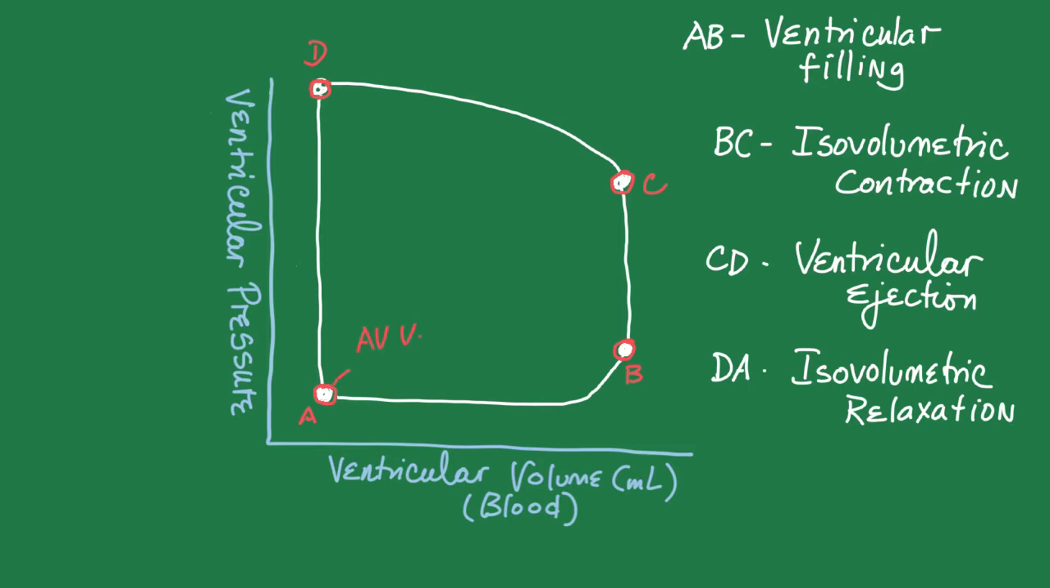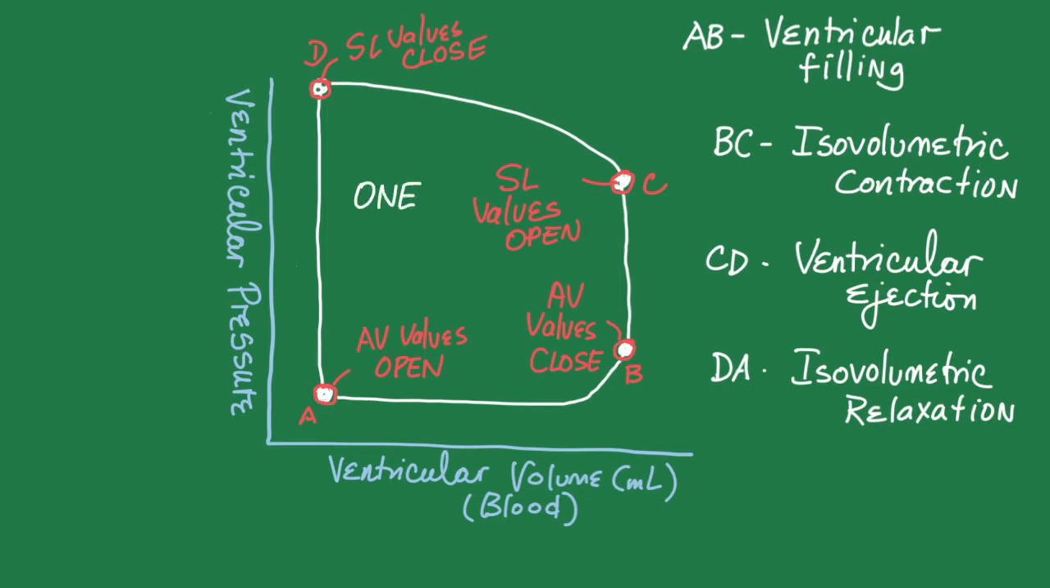So at A, we have AV valves opening, ventricular filling begins. At B, AV valves close, ventricular filling ends, and isovolumetric contraction begins because the ventricular pressure starts to go up. At C, the pressure is so high that SL valves open, beginning the ventricular ejection. At D, SL valves close, which ends the ventricular ejection and begins the isovolumetric relaxation because the pressure starts to go down because the ventricles are relaxing. Here we have one full cardiac cycle.